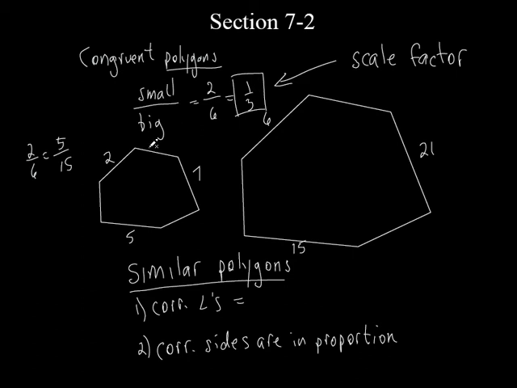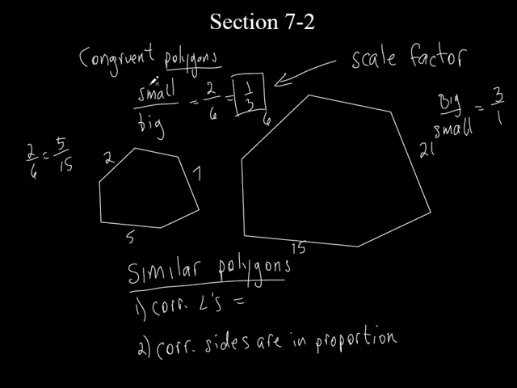If I'm comparing the small one to the big one, what if I wanted to compare the big one to the smaller one? What would the scale factor be? The small one to the big one is 1 to 3. What would the big one to the small one be? Come on. It's not that hard. 3 to 1. That's right. It would be 3 to 1. Make sense? It all depends on which one you're comparing it to.